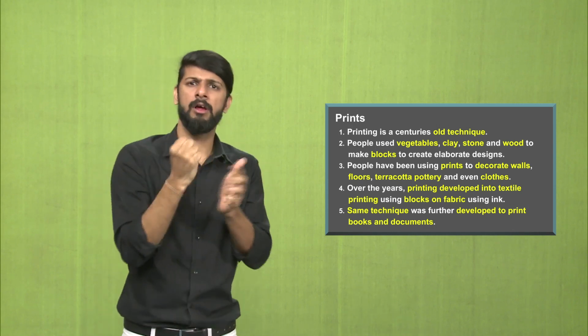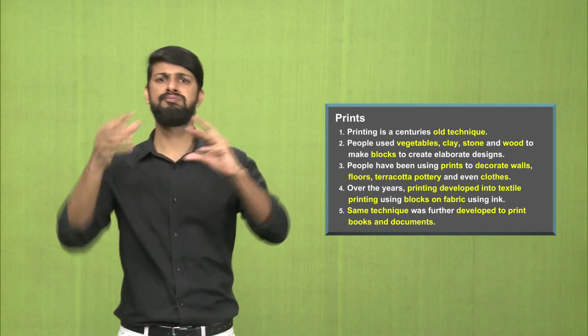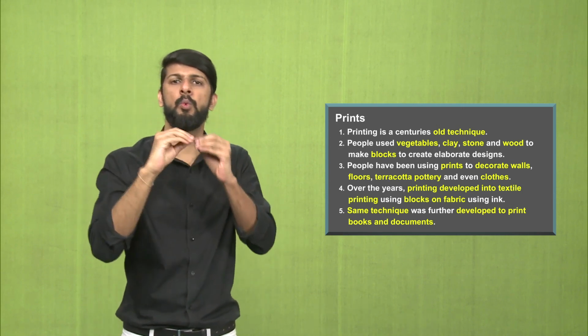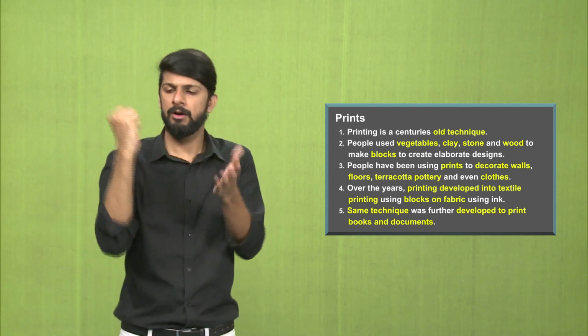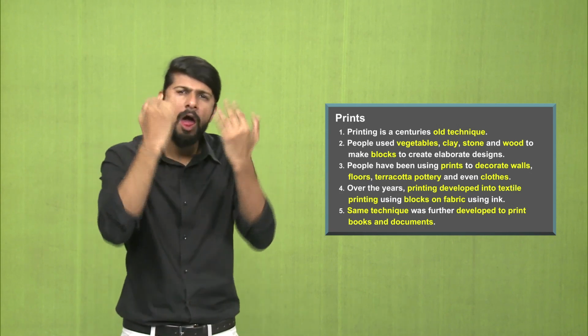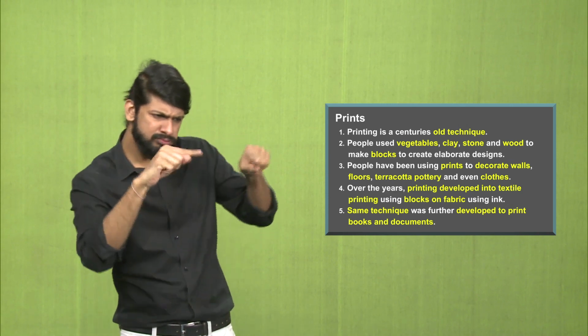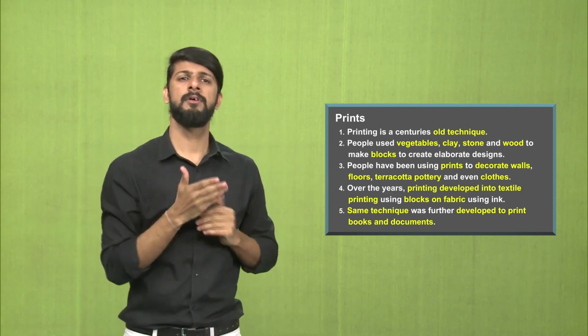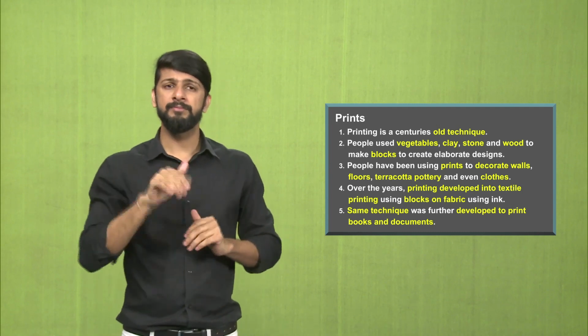Engravings were also there because the block had to be engraved first, and then be it vegetable, clay, stone, wood were used, and these would be called the blocks, and these were elaborately designed, and that same design was used in various kinds of material to make prints.